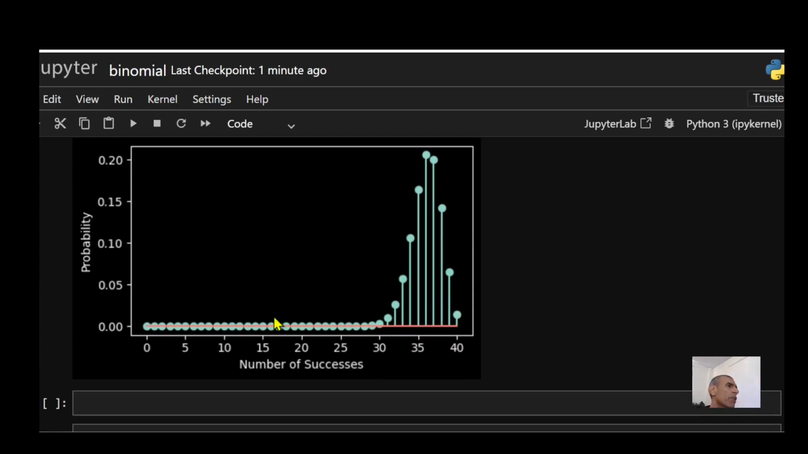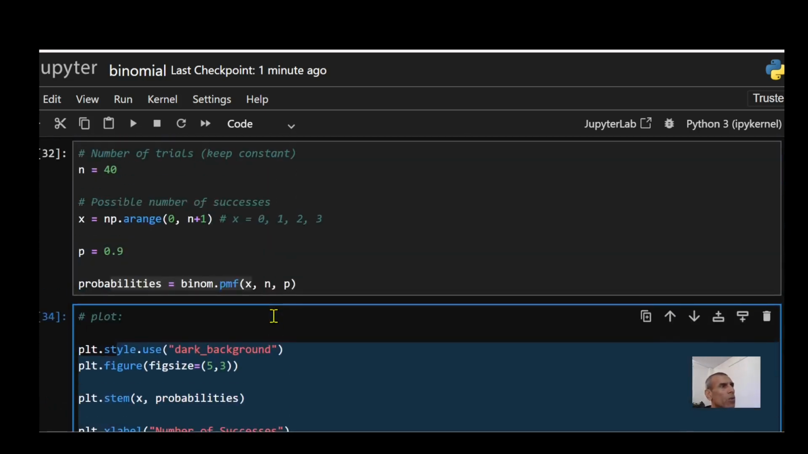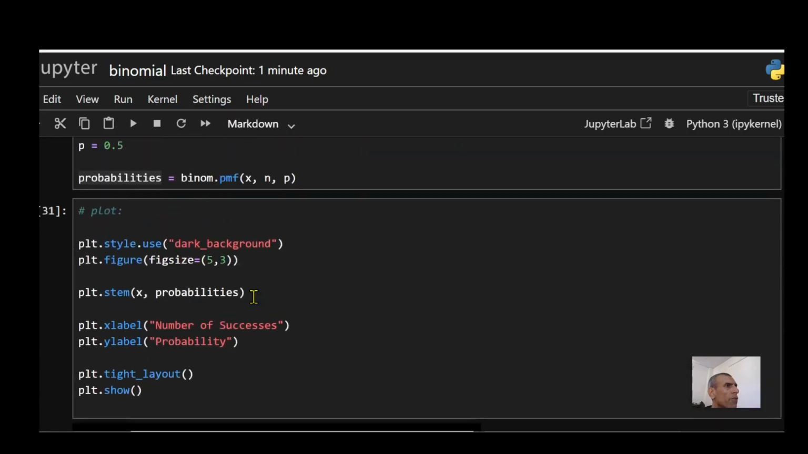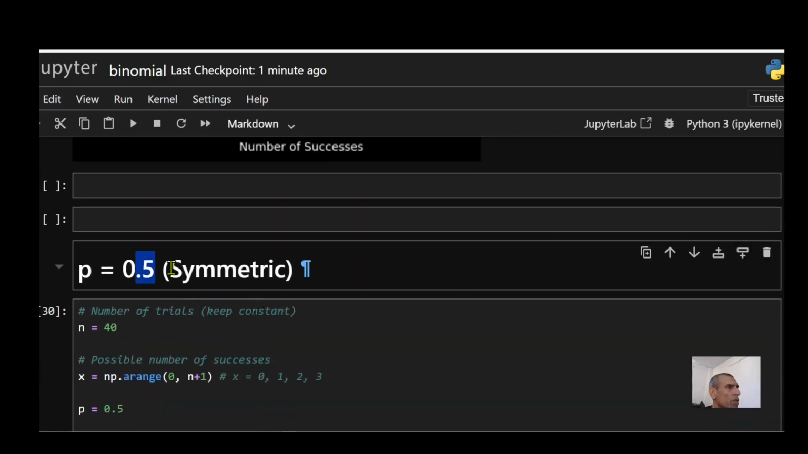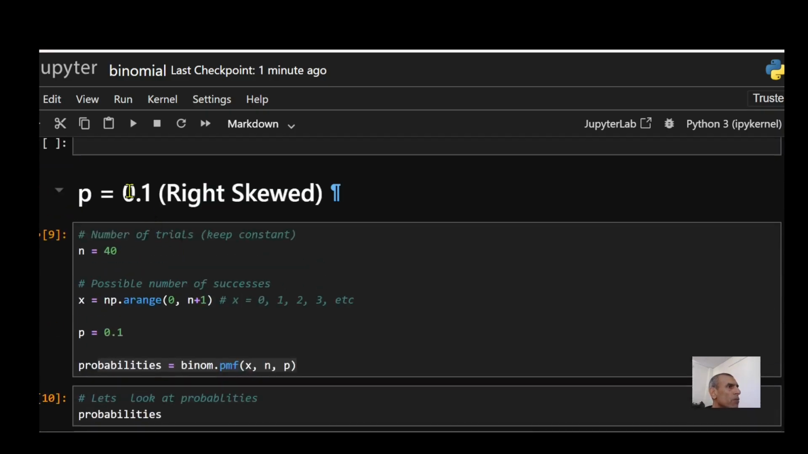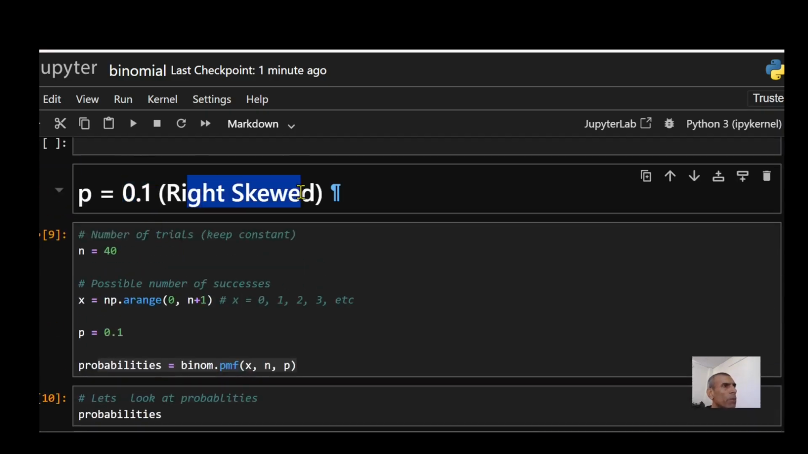This is the property of graphs that use a high probability. If you have a high probability, your graph is going to be left skewed. If you are using 50-50, it's going to be symmetric. If you're using, let's say this number, which is a small probability, it's going to be right skewed.